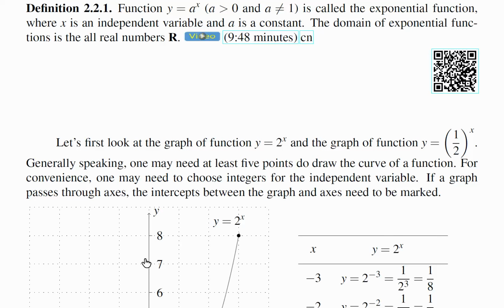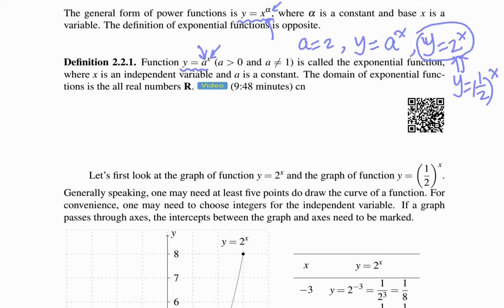Now, a very important fact: y equals a to the x is an exponential function. And we must remember that here, in y equals a to the x, this number a is a constant, like here. And the exponent is the variable.